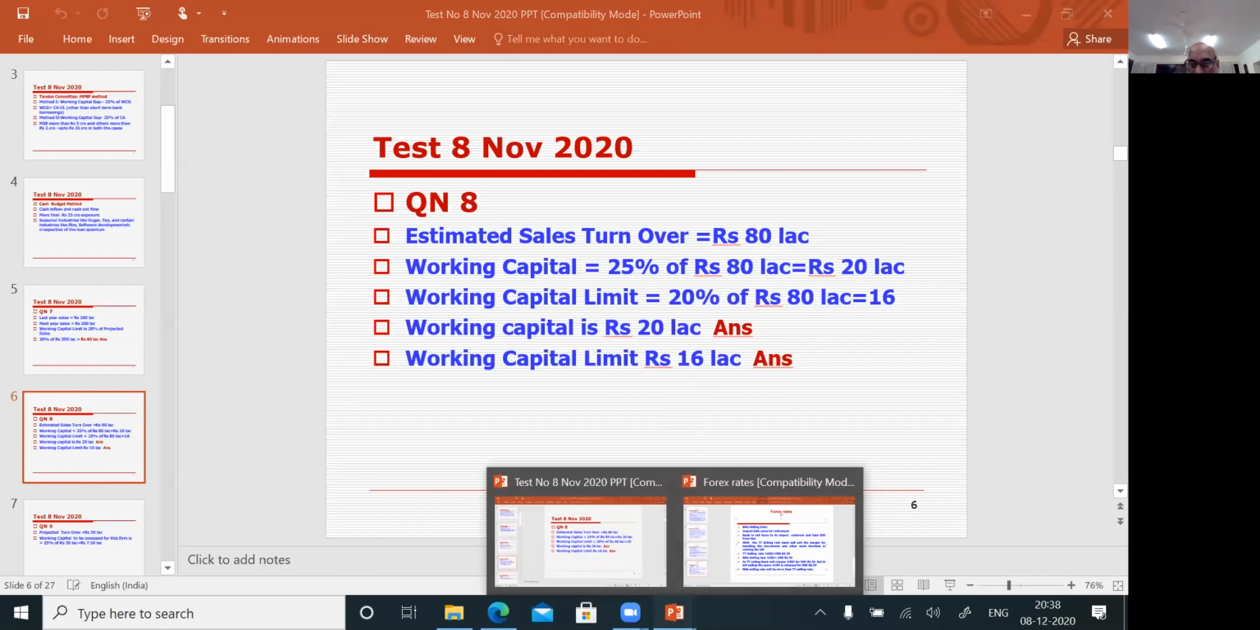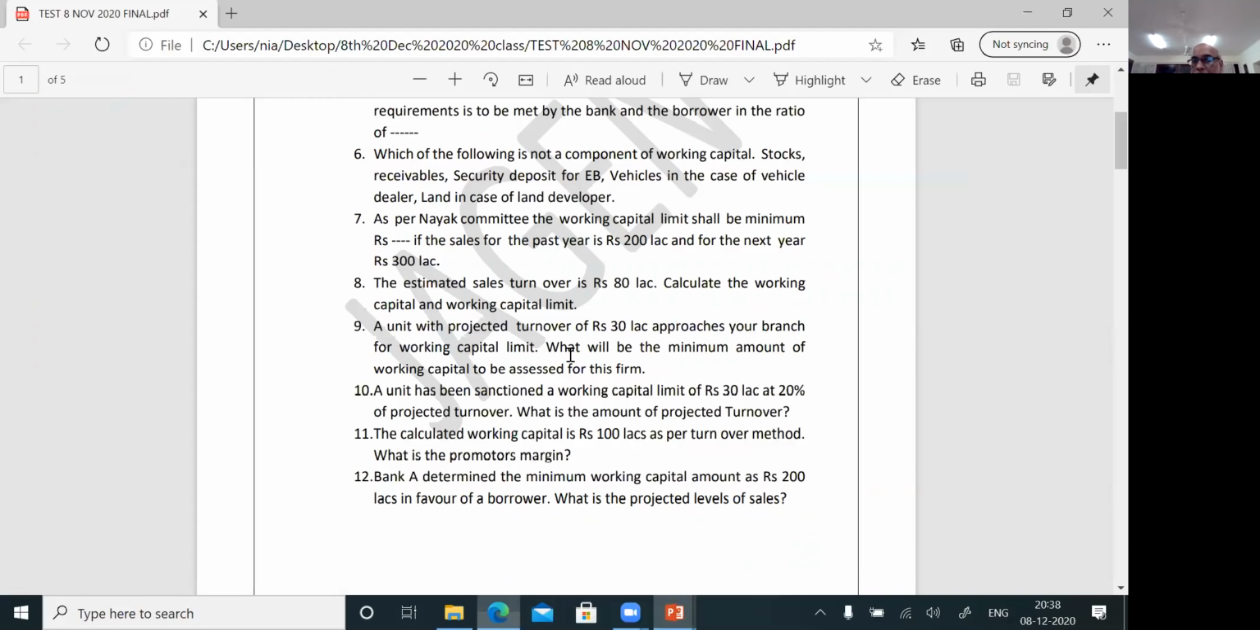Good, sir. Then we'll go to the next question. Question number 9. A unit with a projected turnover of 30 lakhs approaches your branch for working capital limit. You read the question very carefully. What will be the minimum amount of working capital to be assessed for this firm?